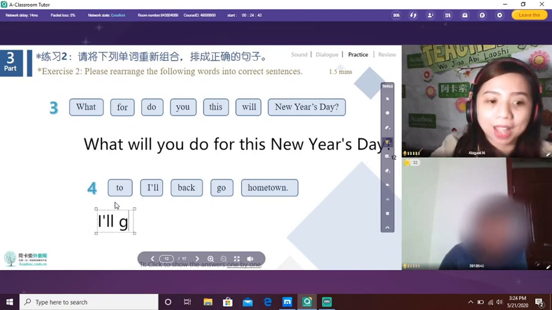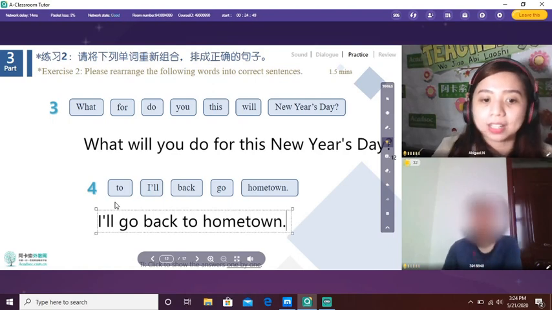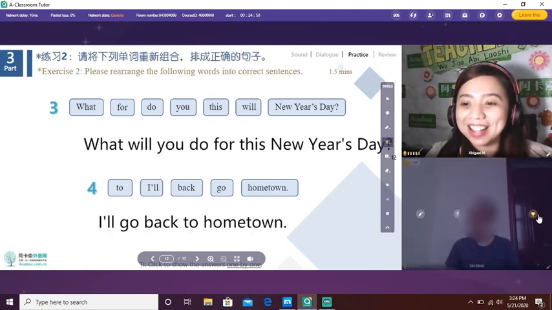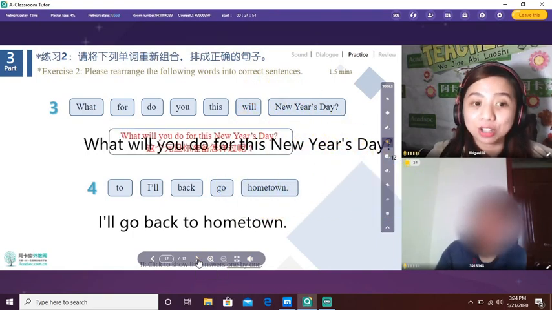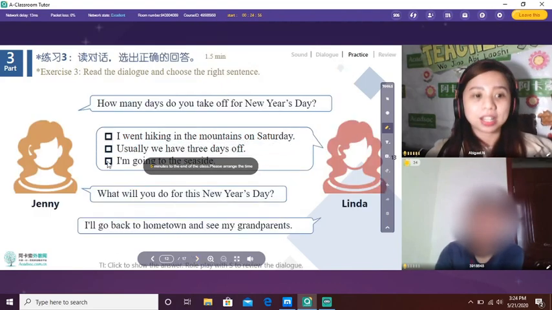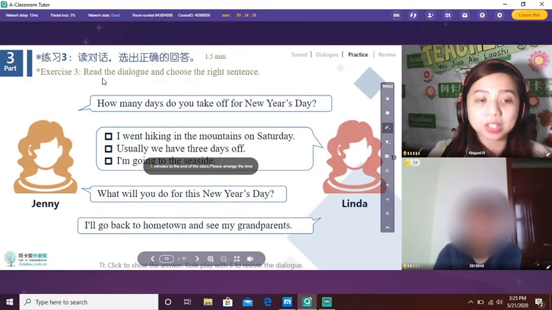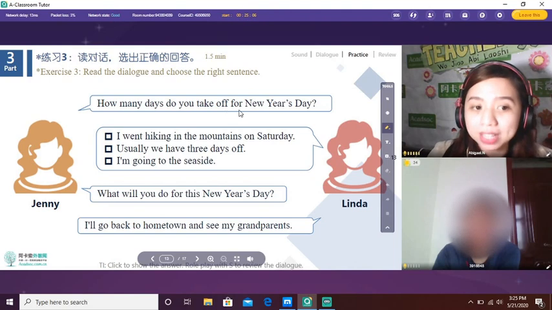I'll go back. I'll go back to hometown. Hometown. Okay. Perfect. Good job. Now we finished these sentences and all are correct. Okay, good. So we have now the next page. Exercise 3, read the dialogue and choose the correct sentence. How many days do you take off for New Year's Day?